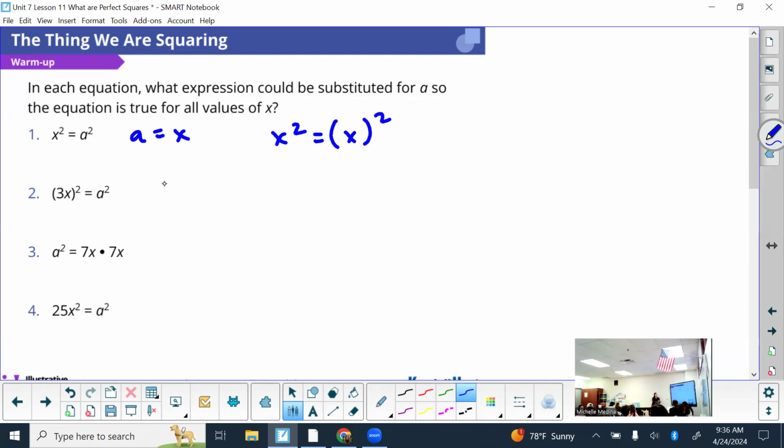Table 4, what does A have to be in number 2 to make it true? 3X.